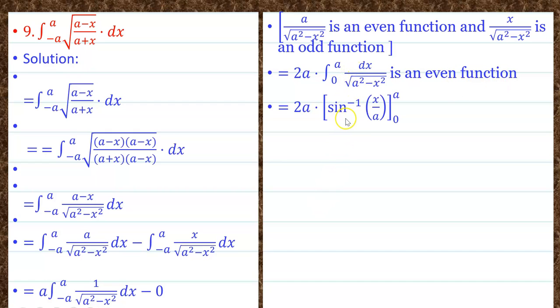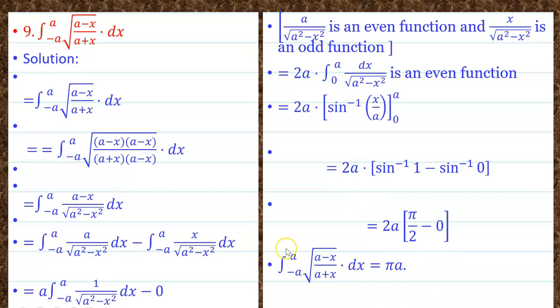Its integral is sine inverse of x upon a from 0 to a. Now here x is replaced by a. This is 2a sine inverse of a upon a, that is 1, and x is replaced by 0, sine inverse of 0. Sine inverse of 1, sine ची 1 value केव्हा असते तर pi by 2 ला असते. That is 2a in bracket pi by 2, sine inverse of 0 is 0, and here 2 will get cancelled. You will get pi a. Okay. And therefore the integral minus a to plus a root of a minus x upon a plus x dx is equals to pi a, and this is the answer.